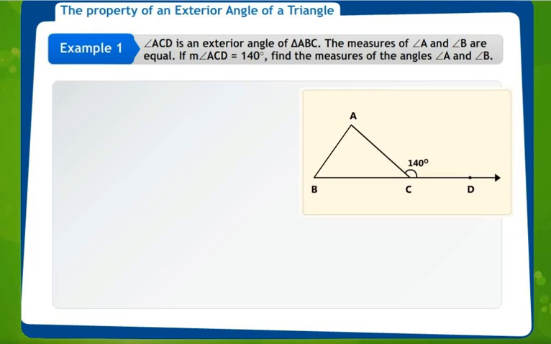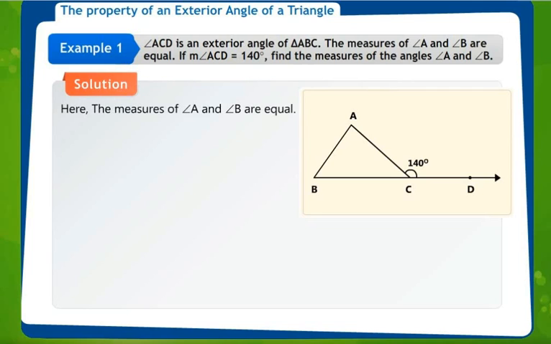Now we will apply the property of exterior angle to the sum. Angle ACD is the exterior angle of triangle ABC. The measures of angle A and B are equal. If measure of angle ACD is equal to 140, find the measures of angle A and B. Now it is given that ACD is exterior and the measure of ACD is 140. Angle A and angle B are the remote interior angles, and it is given that measures of angle A and B are equal. So let the measure of angle A and B be equal to x.